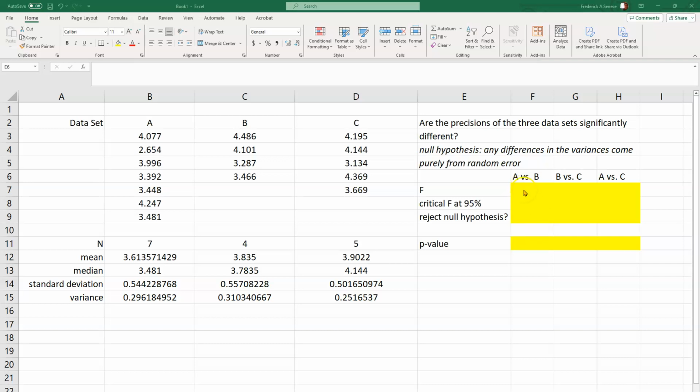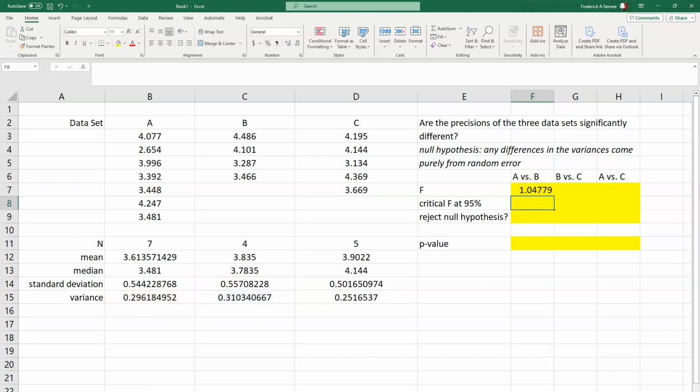All right, so let's calculate the F statistics for each pair of data sets. The F statistic is calculated as the ratio of the variances of the two sets. So I need the ratio of the variance in set A versus the variance in set B. But I've got to always put the higher variance on top of that fraction. So I'm going to say equals, and I'm going to come over here and see which set has a bigger variance. It looks like B does. And I'm going to divide that by the variance of A, and that gives me my F statistic for that.